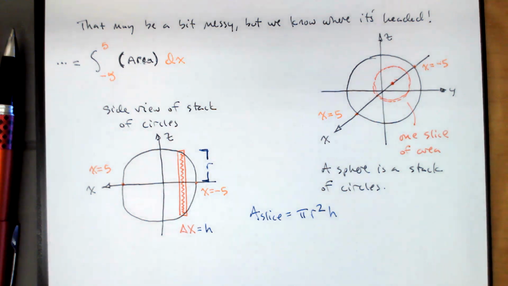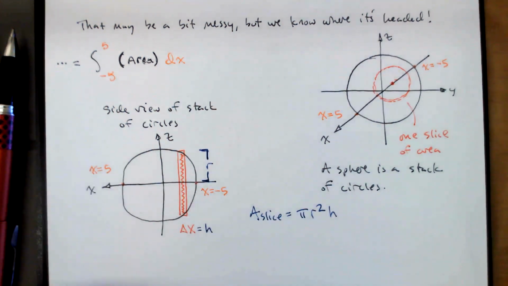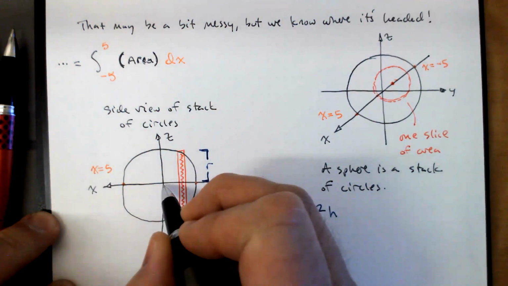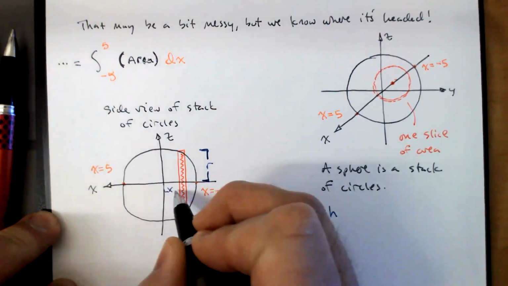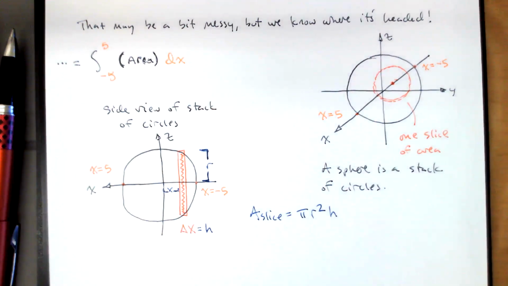The height is going to be the delta variable, the part that's getting thinner to make our stack more accurate. Make our circles thinner, our cylinders thinner until they become circles. That's our delta variable. I just have to write r in terms of x. So x is going to be the distance from the origin, so the horizontal distance from the origin to the slice.